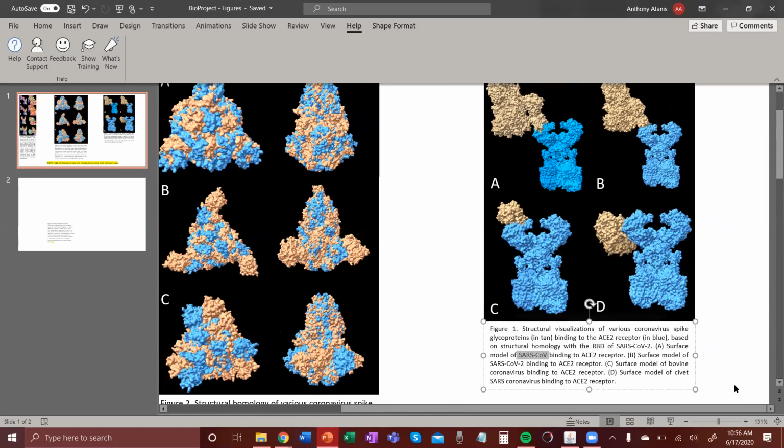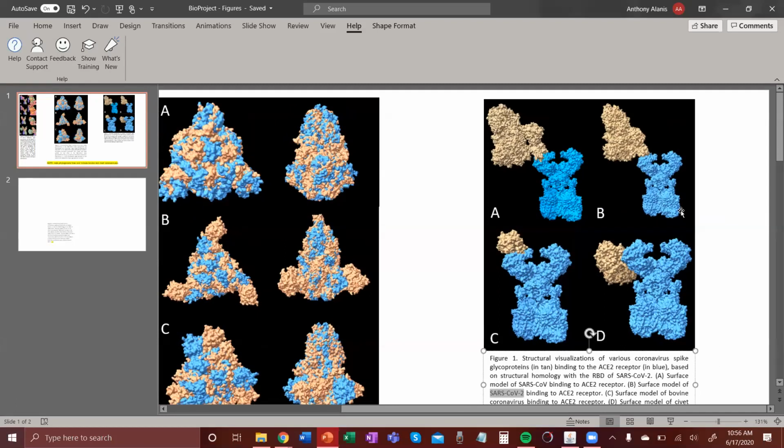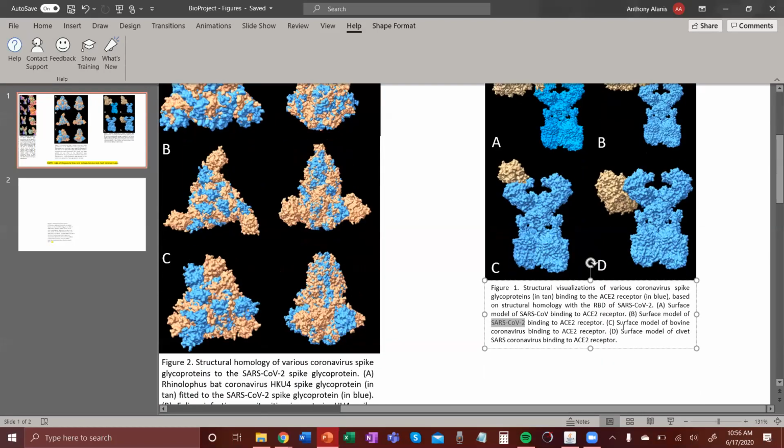Binding to the ACE2 receptor. The second one, panel B, is SARS-CoV-2. Notice that they're very similar. And then for C, that's a bovine coronavirus. Notice that it's binding to the same region too. And then lastly, panel D is for civet coronaviruses.